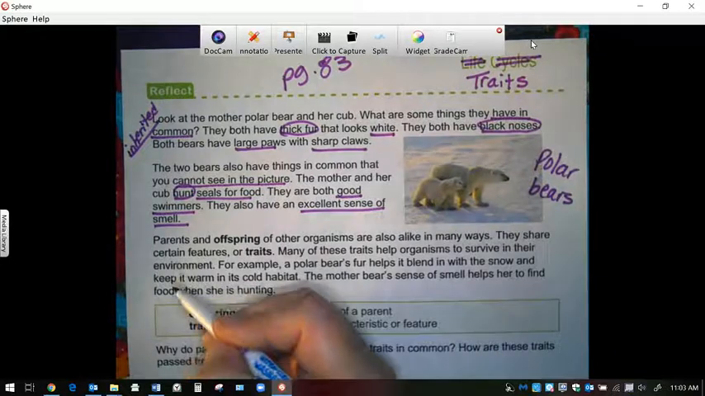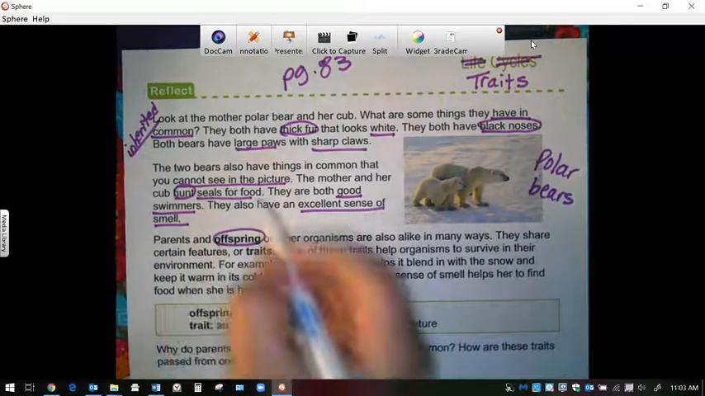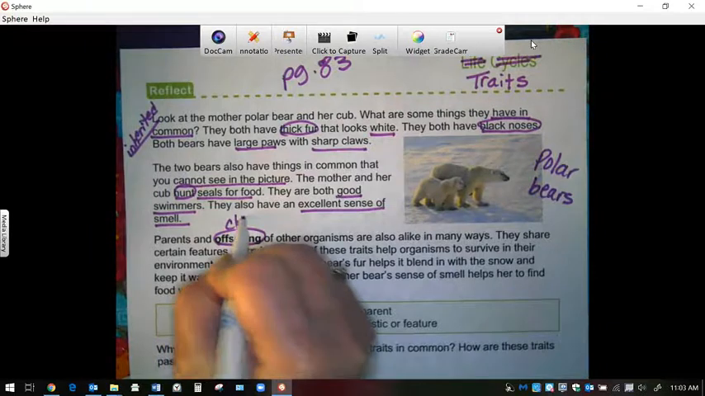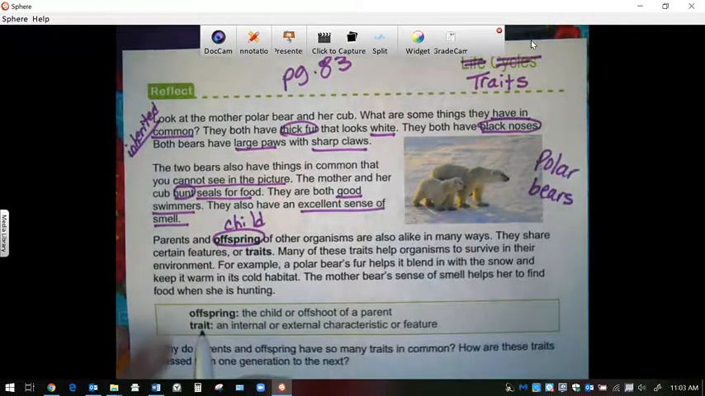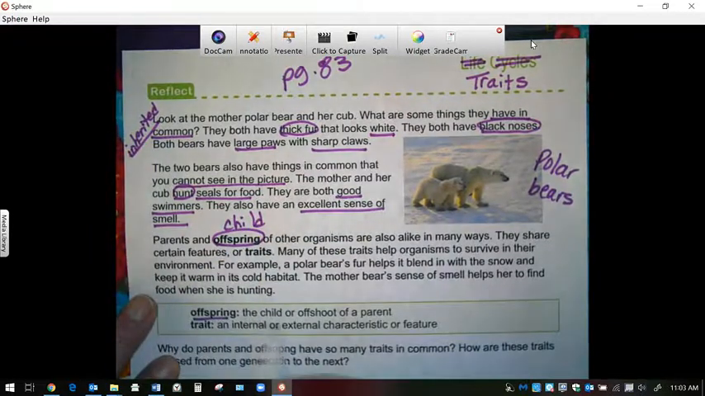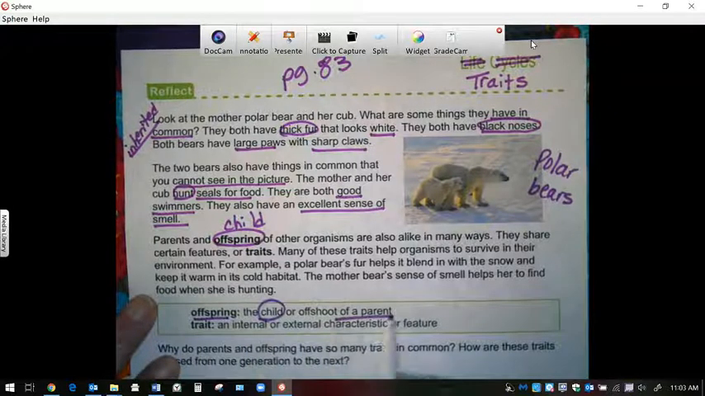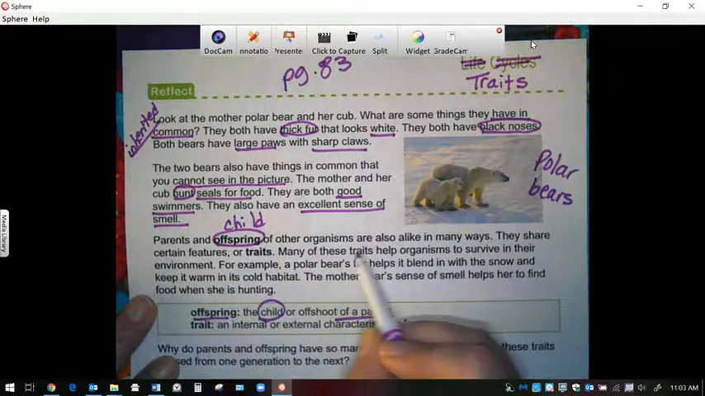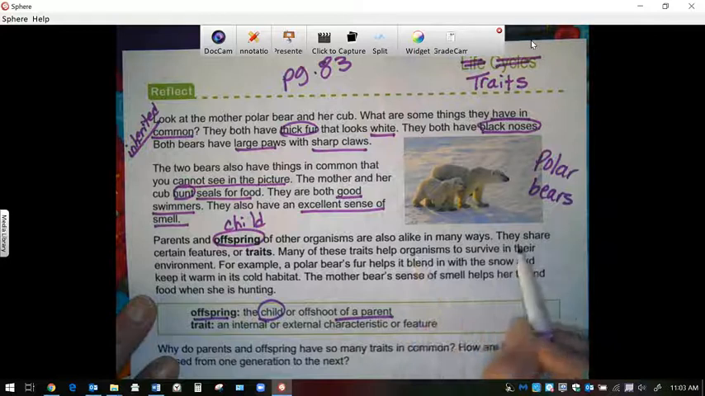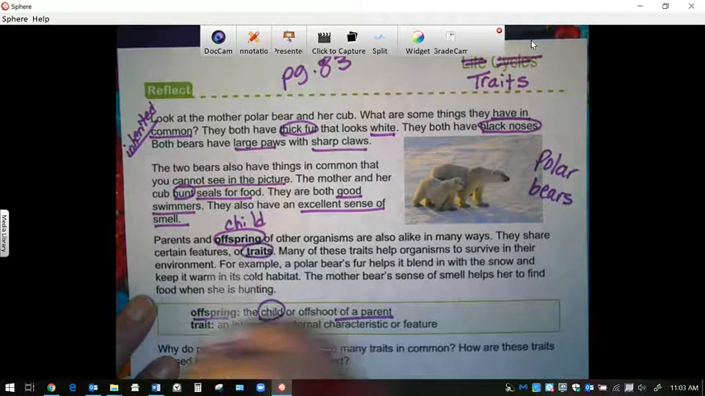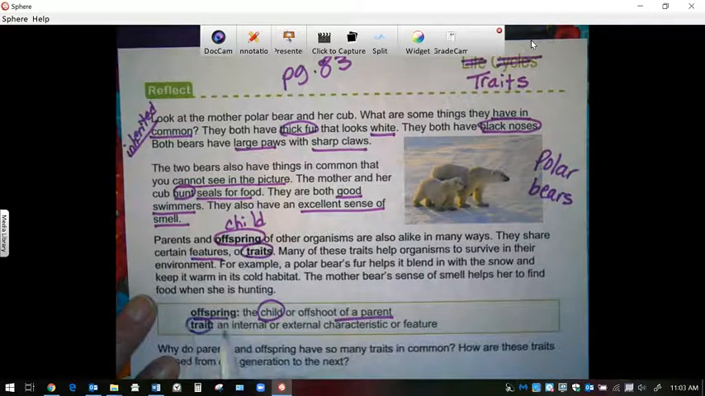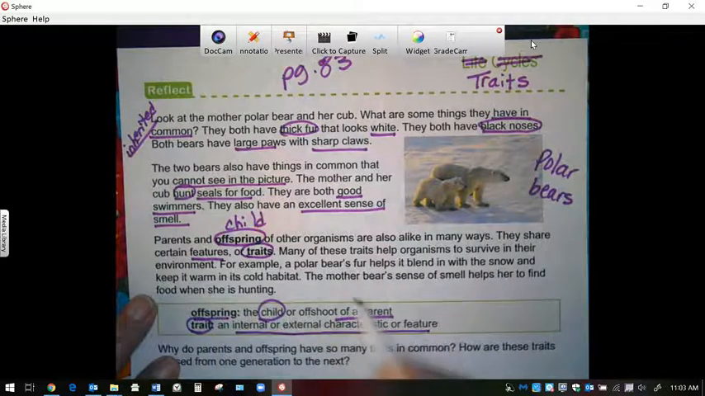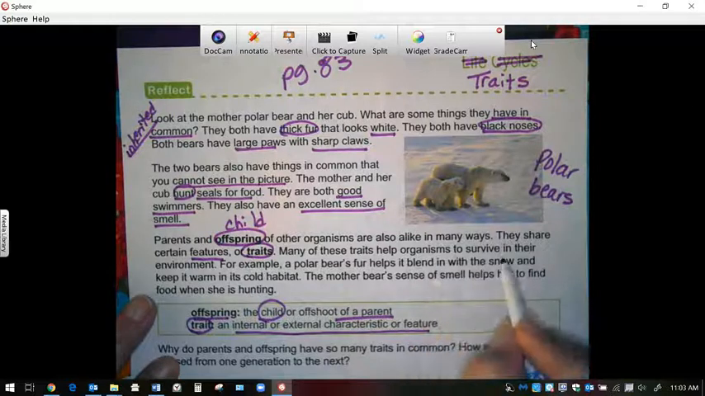Parents and offspring. Offspring means child. And if we look at the vocabulary word right here, the offspring, the child or offshoot of a parent. Parents and offspring of other organisms are also alike in many ways. They share certain features or traits, and that is the other word for trait. It is an internal or external characteristic or a feature. Many of these traits help organisms to survive in their environment.